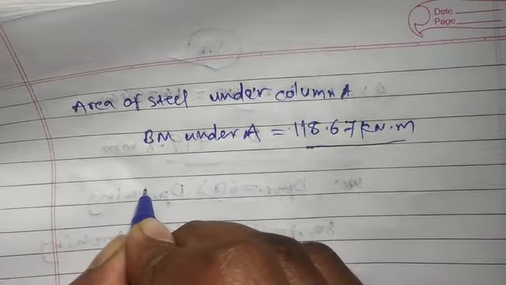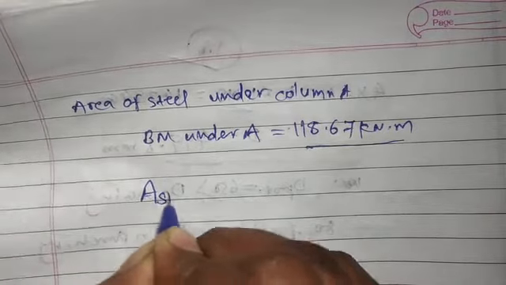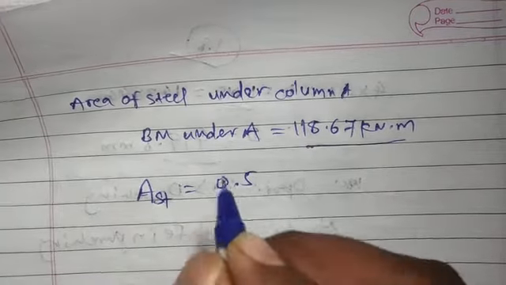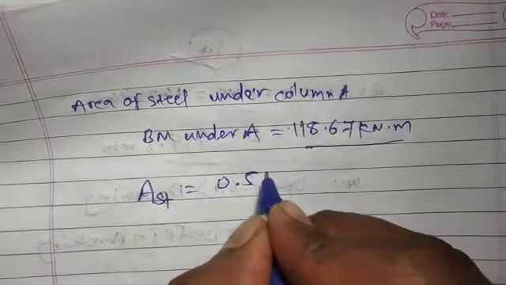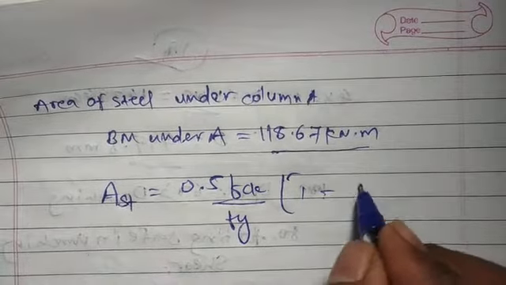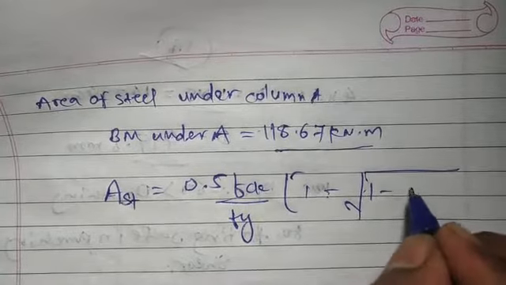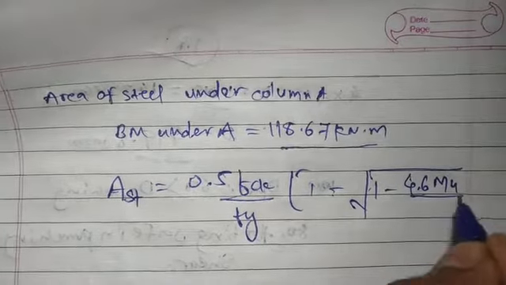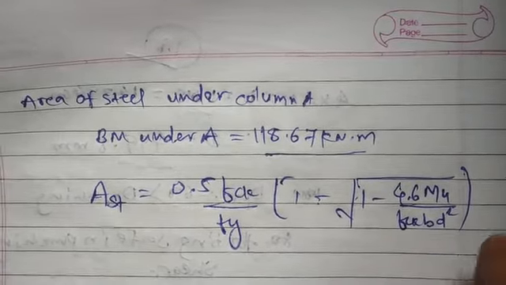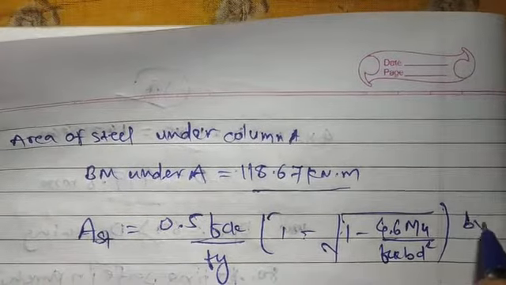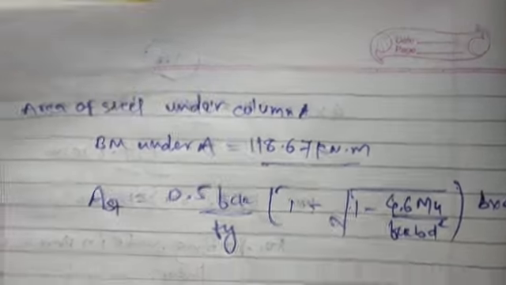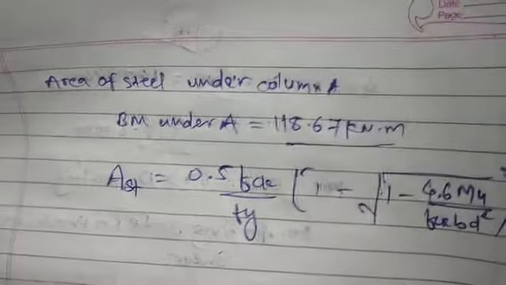So for calculating the area of steel under column A, we need to write one formula of AST which is known to us. It is a very popular formula for calculation of AST: AST = 0.5 FCK upon Fy, in the bracket 1 minus square root of 1 minus 4.6 Mu upon FCK B D square, then bracket close, then into B into D. So this is the formula for calculation of area of steel. And now we have all the values with us, so I'll write the values in the formula.